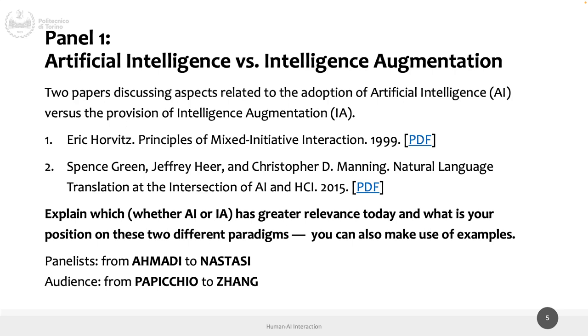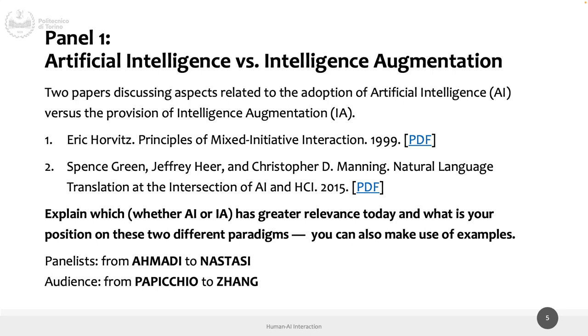The panelists will be everybody with surname between Hamadi and Nastasi. So B, C, D, everybody else. And everybody from Papicchio to Zhang will be the audience. So Hamadi to Nastasi will need to read this paper, create three slides, and from 9 to 10 a.m. be panelists for the first panel. Everybody else will work as an audience. So at the end of the presentation, they will have a question for them.